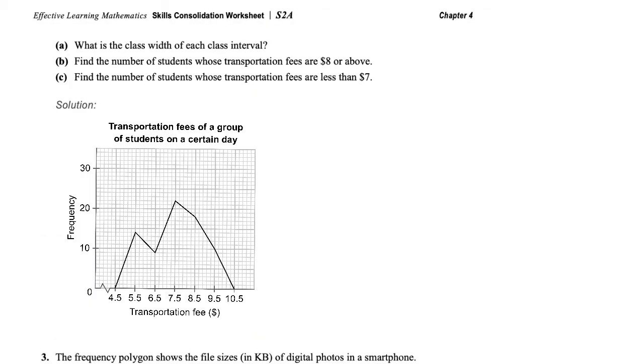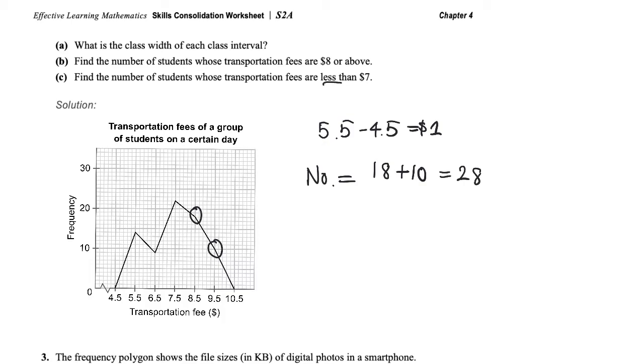For the class width, this time you can do the calculation: 5.5 minus 4.5, which is 1, so $1. And then for the number of students whose transportation fees are $8 or above, that means here you have to consider this one, so the number equals 18 plus 10, which is 28. If you are going to find less than 7, you're going to consider this one. And for these two, the number equals 14 plus 9, which is 23.